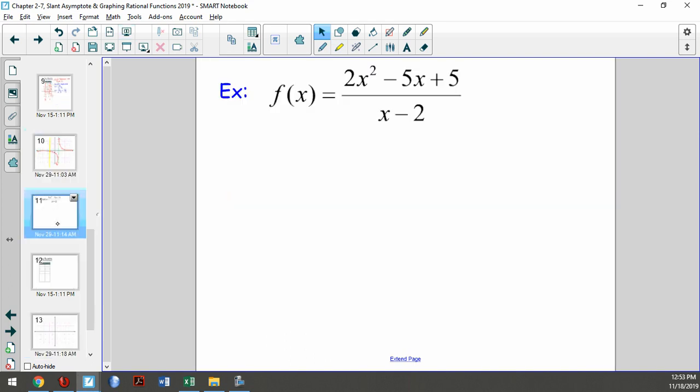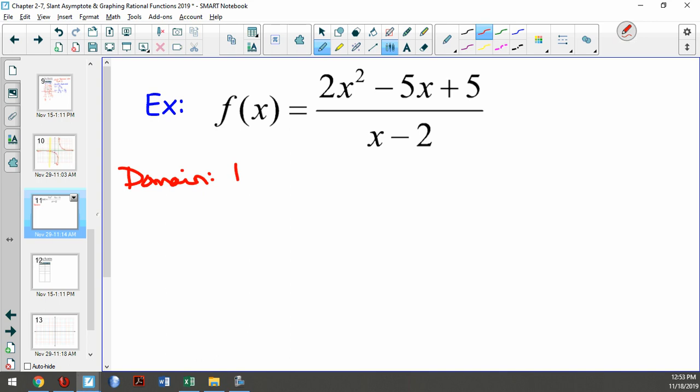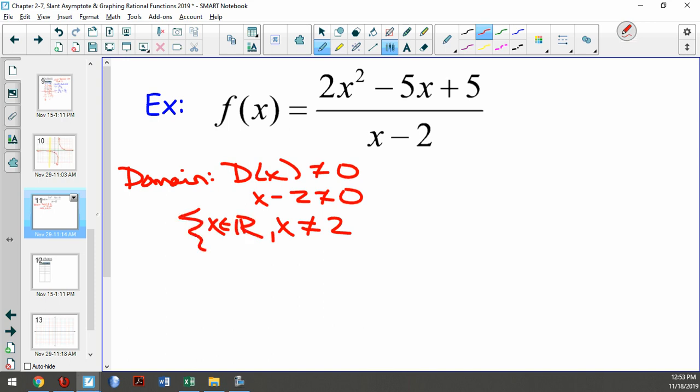Okay, what do I do first? Domain. Domain, x minus 2. I'm going to take my d of x. It cannot be 0, so x minus 2 cannot be 0, so x cannot be the value 2. That is an element of the reals, and that is my domain restriction.